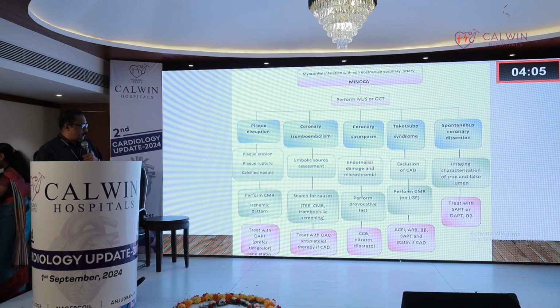And Takotsubo syndrome, again, ACE inhibitors, ARB, and single antiplatelet is shown to be of benefit, and maybe some benefit for beta blockers also. Spontaneous coronary artery dissection, in the acute stage, you don't intervene, and again, treatment with single or dual antiplatelet therapy depending upon the presentation, and beta blockers. So basically, that is the treatment for coronary artery dissection.